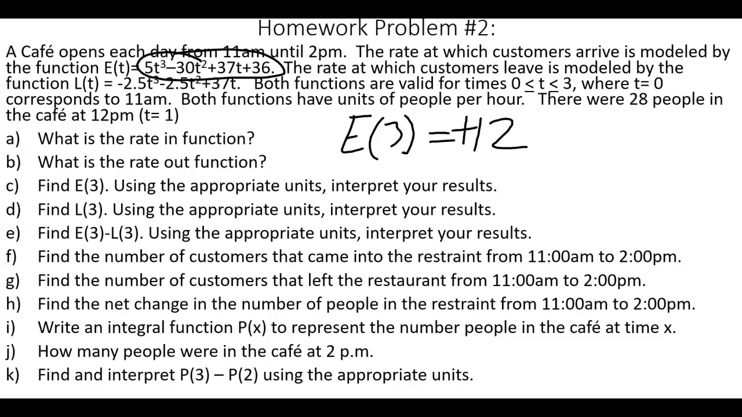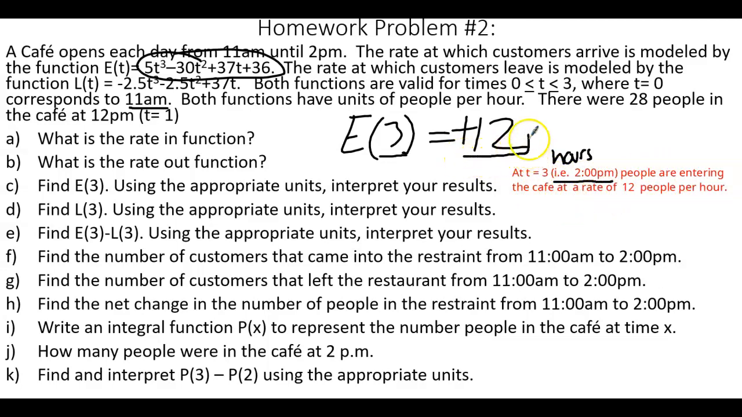So our interpretation of this would be as follows. At t equals 3 hours, I should have put hours there. At t equals 3 hours, or you could just say at 2 p.m., because if we're starting at 11 a.m. as 0, then that means that 2 p.m. would be the third hour. So at t equals 3 hours or 2 p.m., people are entering the cafe at a rate of 12 people per hour. So that would be the proper interpretation there for part C.